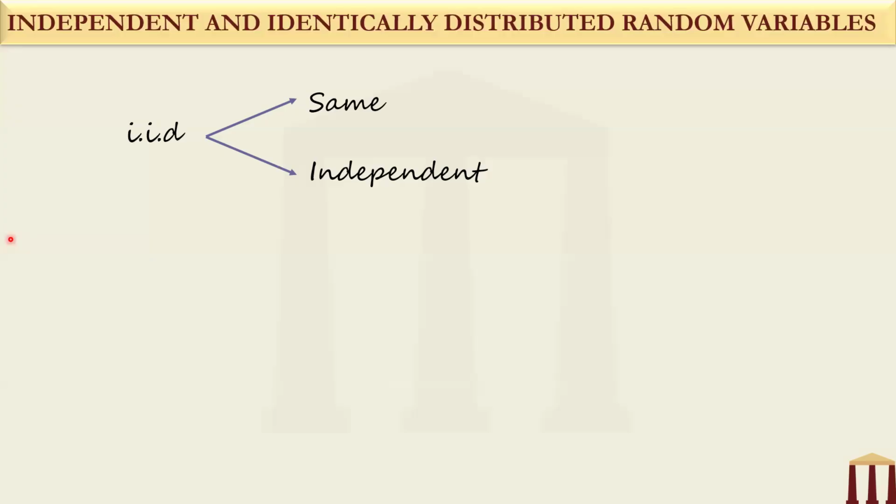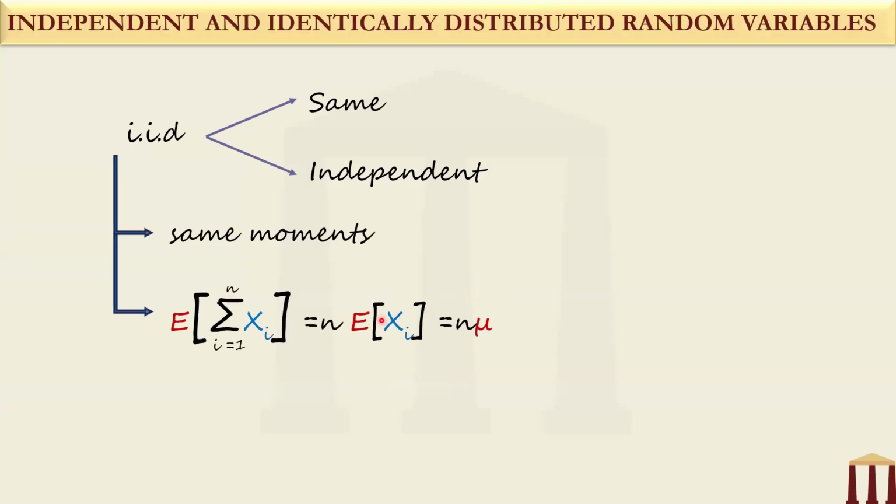Now, what are the features of these IID sequence of random variables? Of course, they will be independent. They are from the same distribution, but they will also have the same moments. And this property is very important.